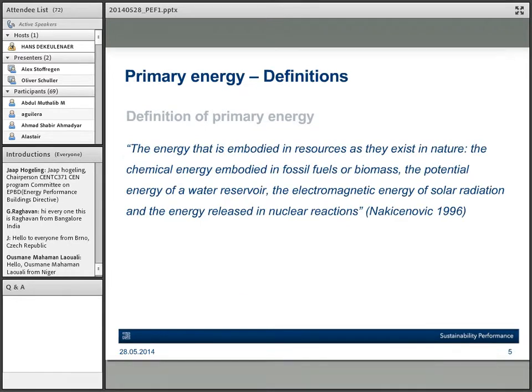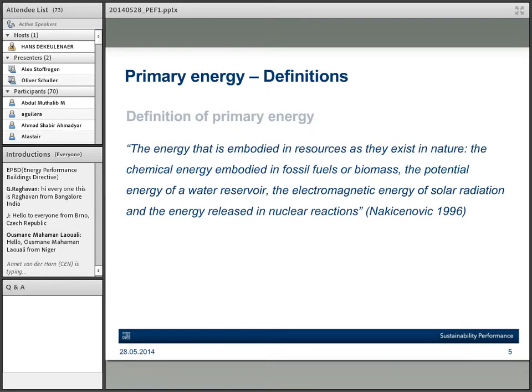So let us ask ourselves, what actually is primary energy? Of course there are definitions, and most are similar, one from Nakicenovic. In this definition, primary energy is, for instance, the chemical energy embodied in fossil fuels and biomass. This sounds very logical, and I think that this is clear. So it's basically the calorific content of a fuel. But it's also the potential energy of a water reservoir, it's the electromagnetic energy of solar and wind.